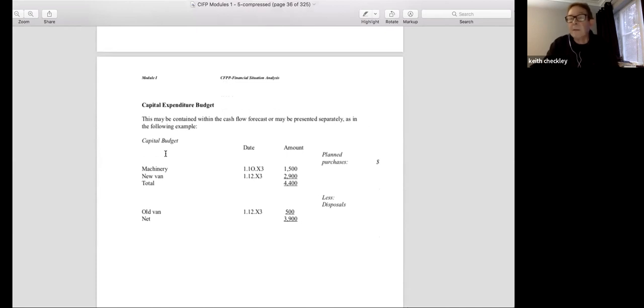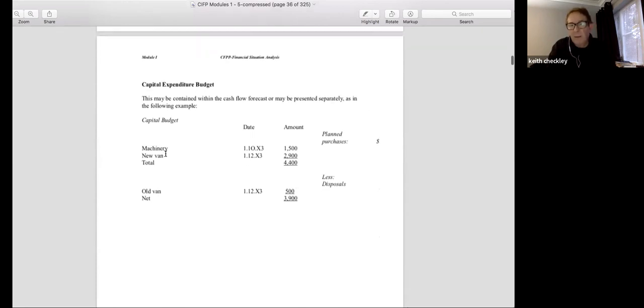Sometimes if there's significant amounts of capital expenditure being shown in the cash flow forecast, we could ask for a budget on the actual capital expenditure. And there's an example there of a new van and an old van being disposed of.